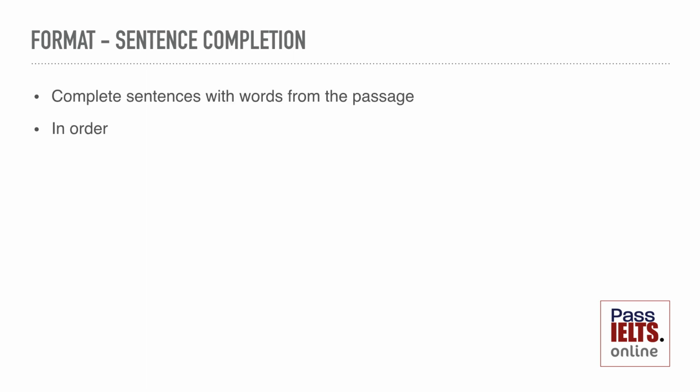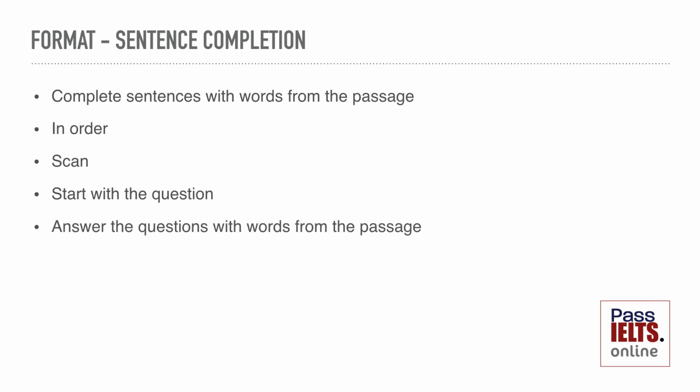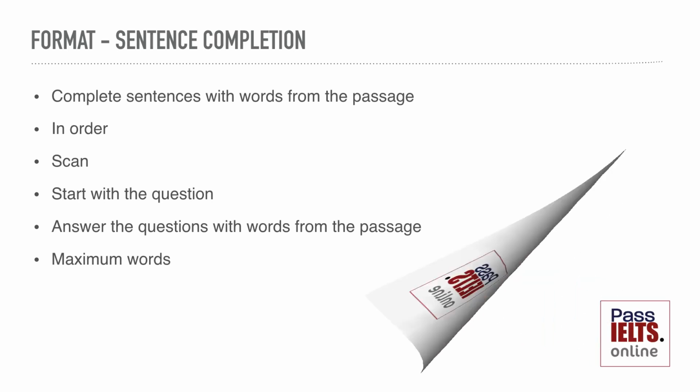The question type here is sentence completion. So you have to complete sentences with words and/or numbers from the passage. All the answers are in order. You have to scan for the answers in this type of question, so you're looking for keywords such as times, places, names and nouns. As the questions are in order, you start with the questions, read question 1, find the answer and then go to the next question. The answers are either words and/or numbers from the passage, and you should always note the maximum words allowed.